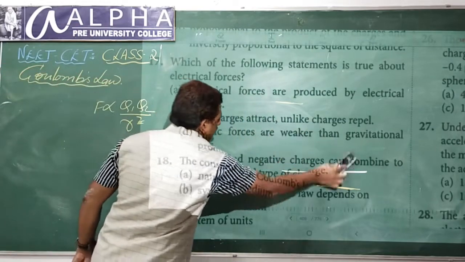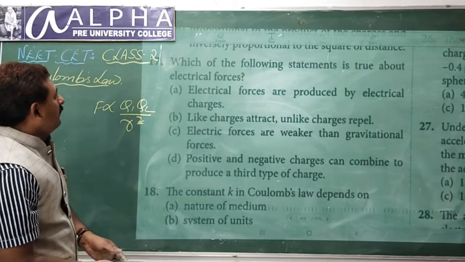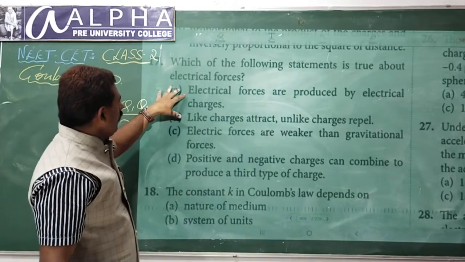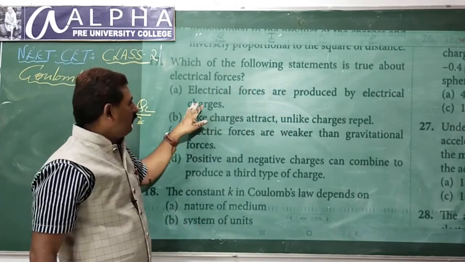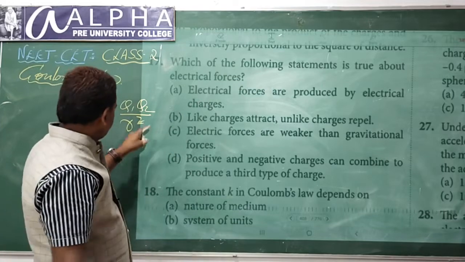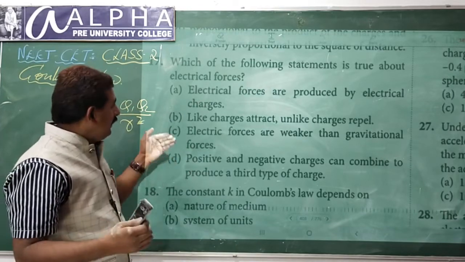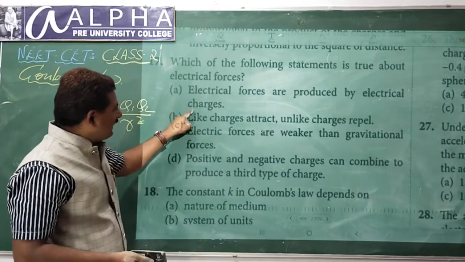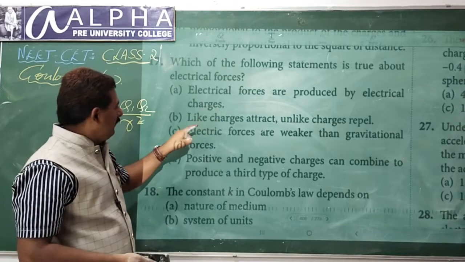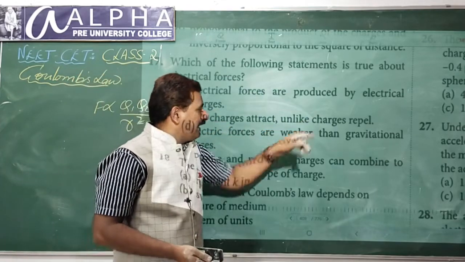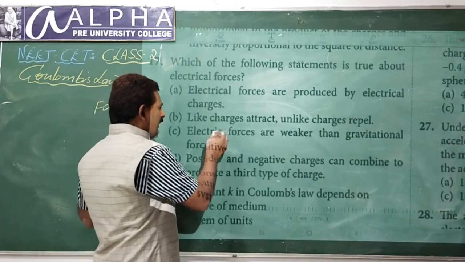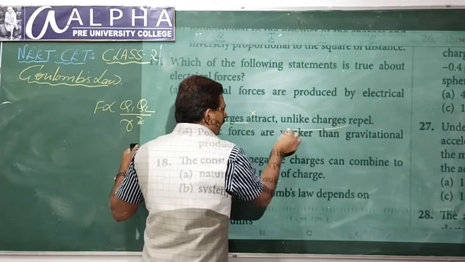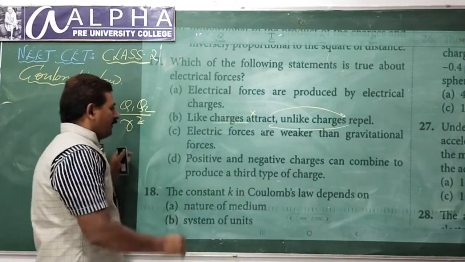Okay. Now let's read question 17. Ready? Which of the following statements is true about electrical forces? Electrical forces. You know electrical forces relation, Coulomb's law, you have in your mind. Now let's read the options. Electrical forces are produced by electrical charges. Is it correct? Yes. Like charges attract, unlike charges repel. Is this true? No. Like charges repel. This is wrong. Okay. That's why this is wrong.